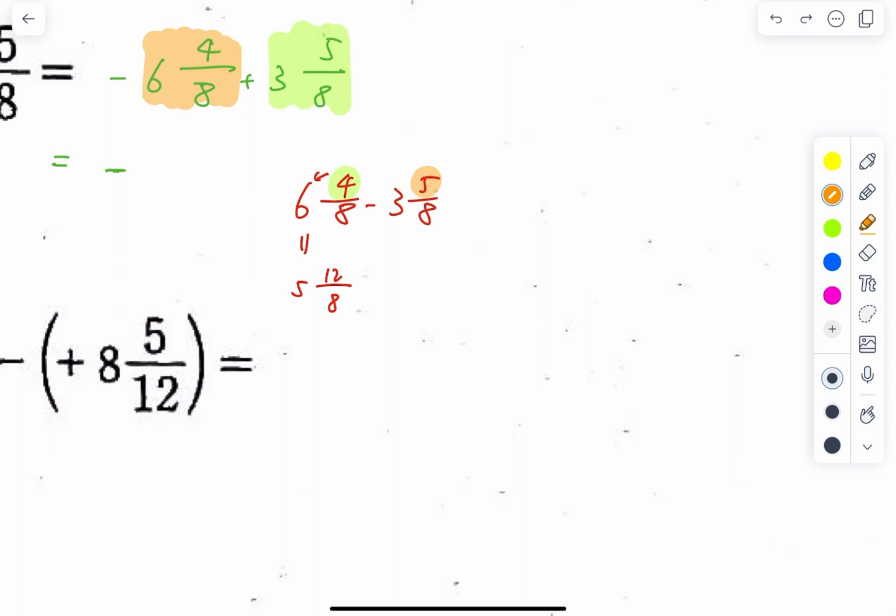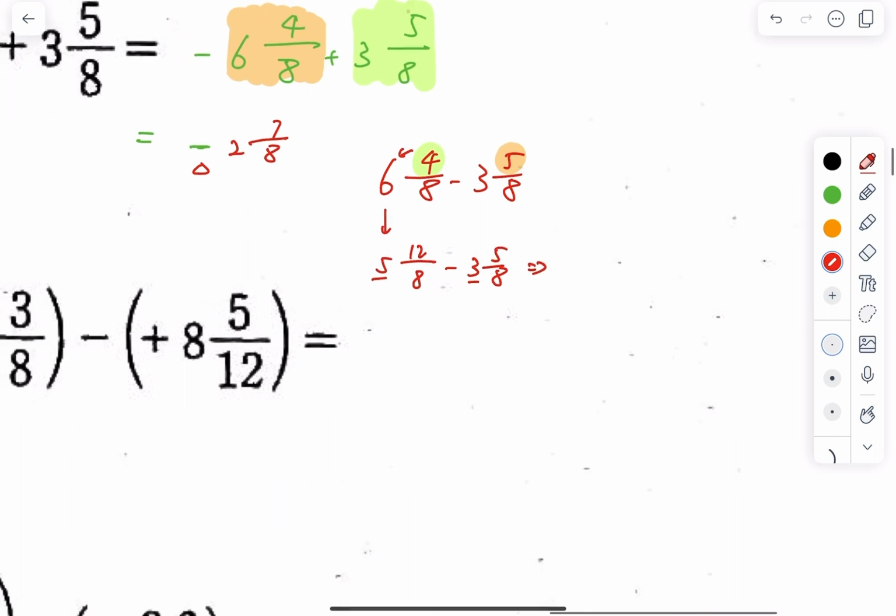Okay? So do I have to do the same thing with the 3 and 5 over 8? Absolutely not, because now we're just going to do the operation. 3 and 5 over 8, right? 5 minus 3 is 2. 12 minus 5 is 7, and over 8. See? One shot. Very easy. And then remember, that number belongs to the negative: negative 2 and 7 over 8. Don't forget about the negative, because that's what we figure out first.